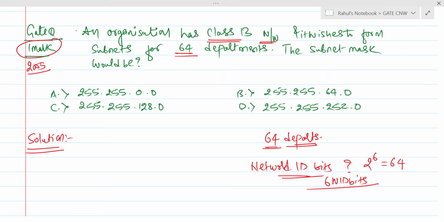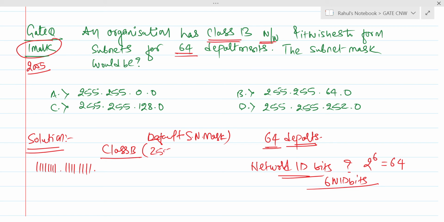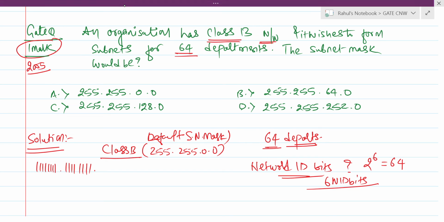Now you know, if it is class B, then the first two octets by default should be 11111111 dot 11111111. Why have I written it? Because the default subnet mask of class B is 255.255.0.0.